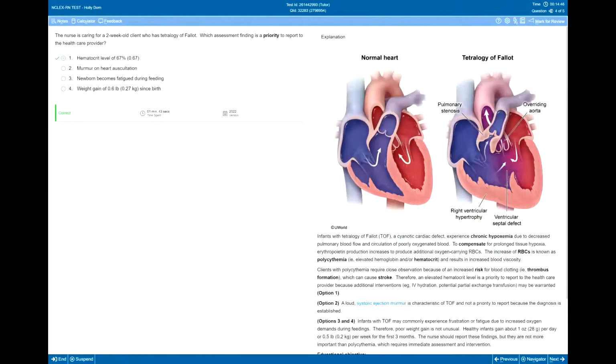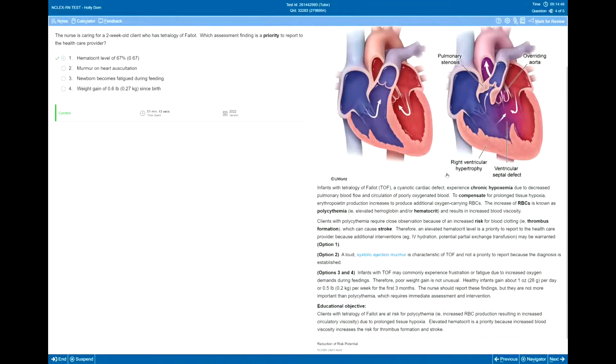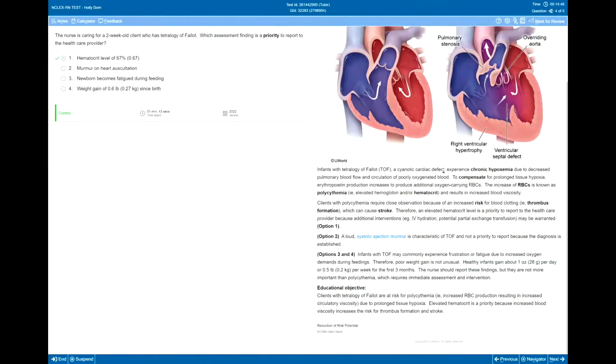I really love this image. I know I keep saying that, but I think this is a really great one, especially if you're trying to remember the specific elements of tetralogy here. And the colors are really helpful to see what exactly is going on and why it's such an issue that all of the blood is just kind of pulling together. So that was question 4.